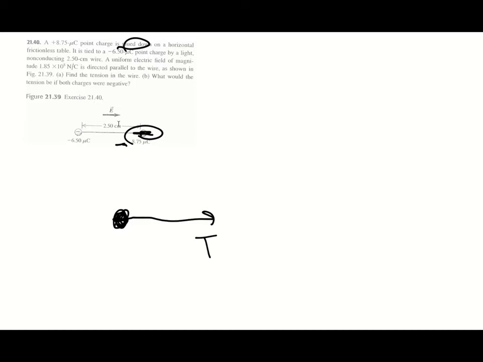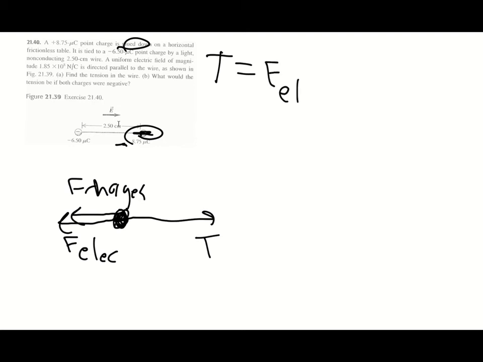And our force from the electric field is still going to point to the left, because the field still points to the right and our loose charge, the negative 6.5 microcoulombs, is still a negative charge, so we're still going the opposite direction. But because we have a negative charge this time, it's going to be a repulsive force. So that force between the charges is going to go the opposite way this time. And this time, the tension is going to be the sum of those two. The rope is going to counteract those to hold it still.